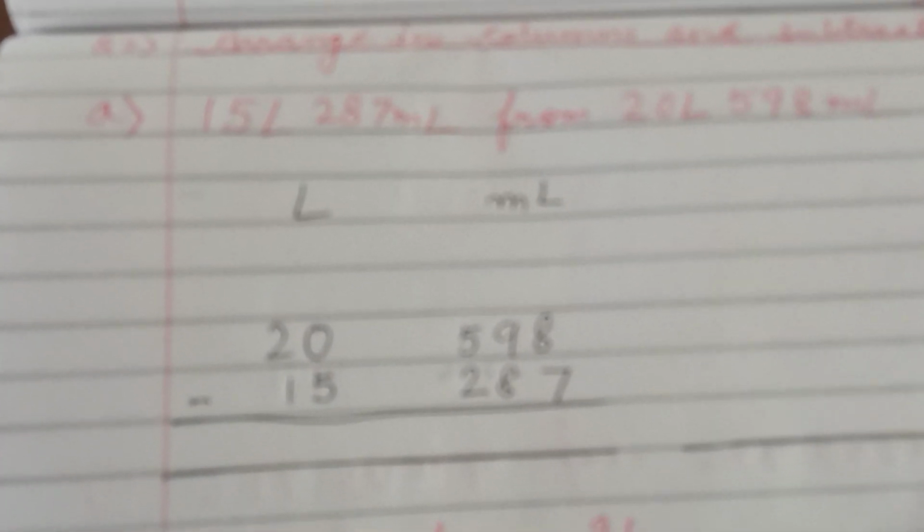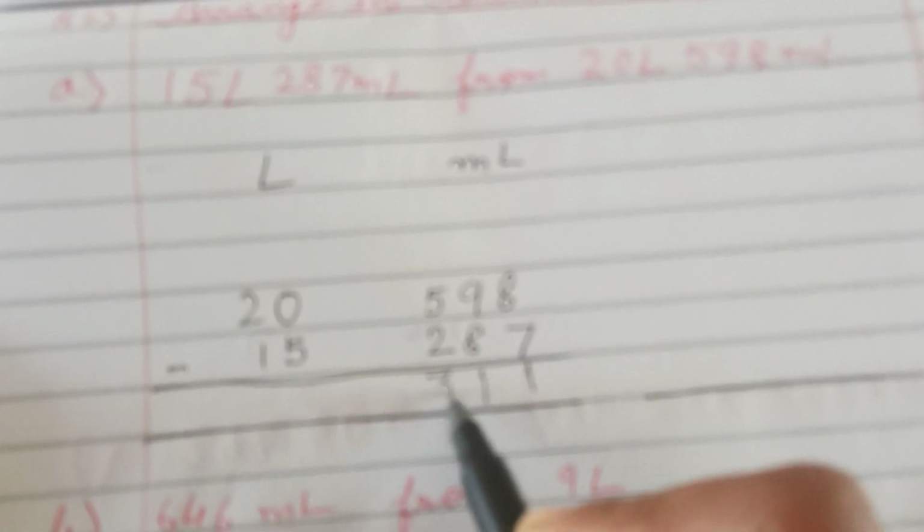And then in the next line we will write these numbers. Okay? So let's do it in the copy, children. Start subtraction. 8 minus 7 is 1. 9 minus 8 is 1. 5 minus 2 is 3.